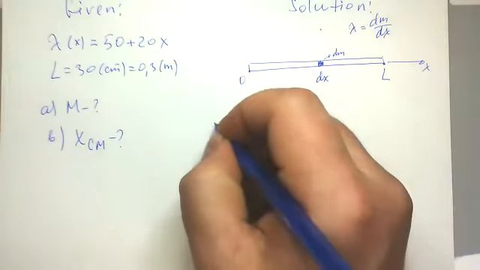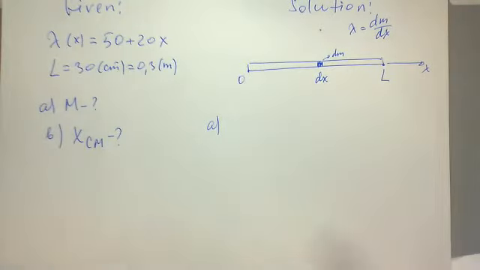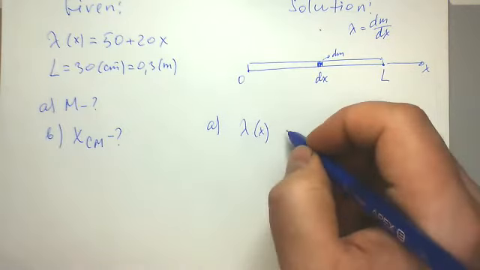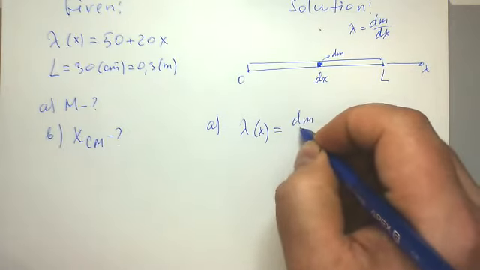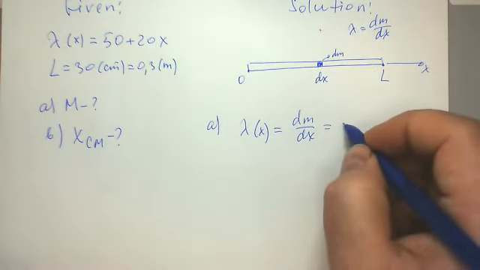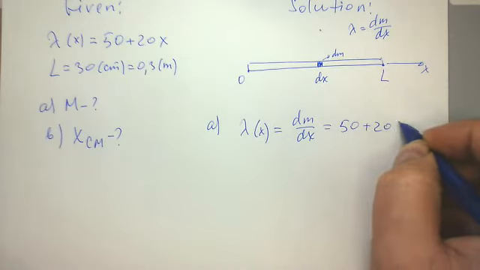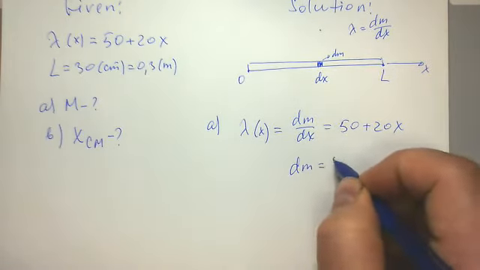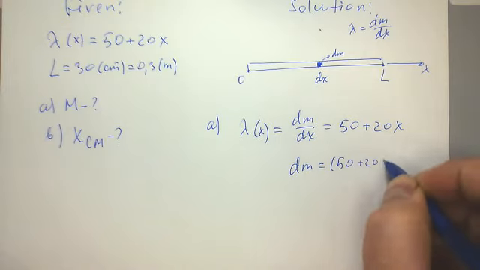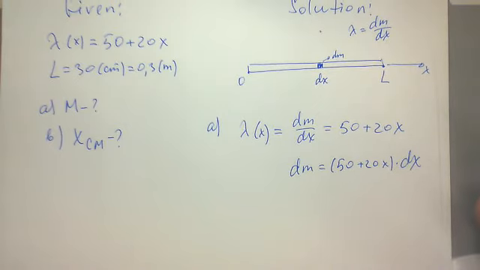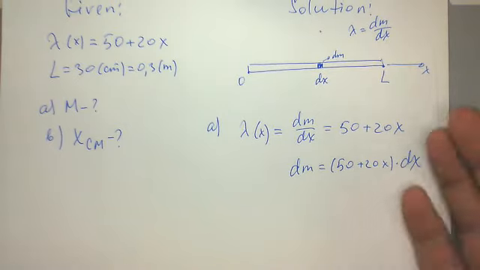So now let's find the total mass of the object. Linear density, as I already said, in our case is a function of the position, equal to dm/dx. And in our problem, it is equal to 50 plus 20x. So from that, you can find that dm is equal to (50 plus 20x) times dx. Now you can find the total mass, because you know the length.